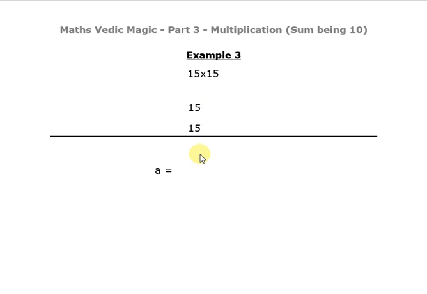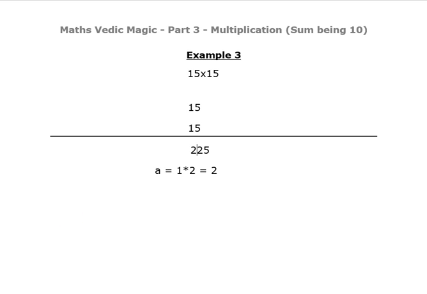So in this case it would be 25. And the left side portion would be the multiplication of the number itself with the next higher number. So in this case it would be 1 into 2. I'll write it down just to make it simple. So that gives us 2. So the answer would be 225. Let's look at another example.